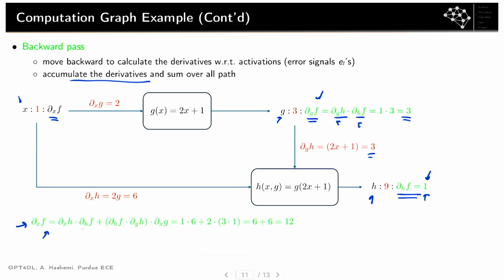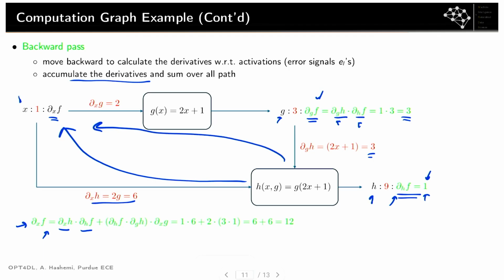By chain rule, this will be the partial derivative of h with respect to x, which is something I calculate in the forward pass, times the partial derivative of f with respect to h, which I've calculated here. So this is basically the accumulation of derivatives for this path, but there is another path from output to input, and that's this path. So I have to also accumulate the derivatives and then sum the result with the calculation I've talked about here.